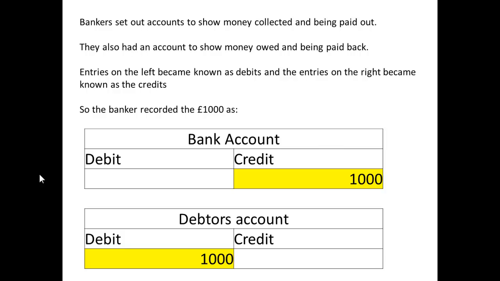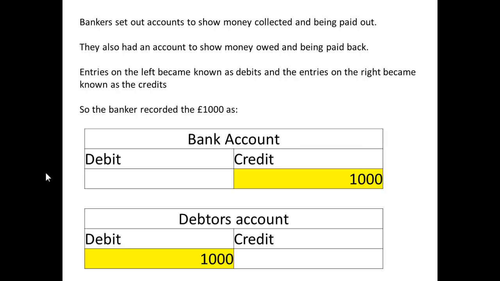Now let's look at it in more detail. The banker set out accounts to show money collected, money being paid out. The money that had been paid out was from the bank account, and so what we have done is credited the bank account because they've entrusted that money to someone else, and they have debited a debtor's account because they have someone who owes them £1,000.